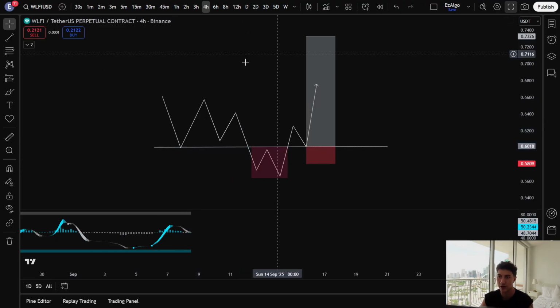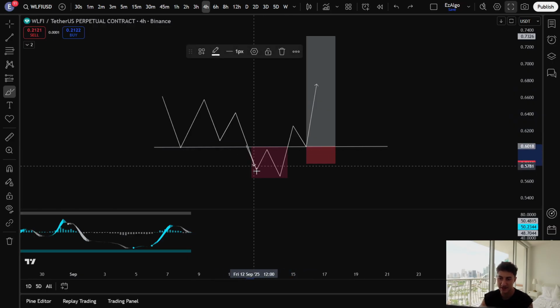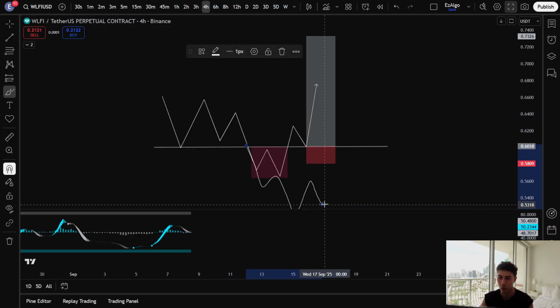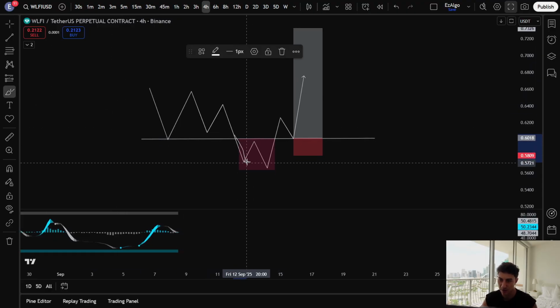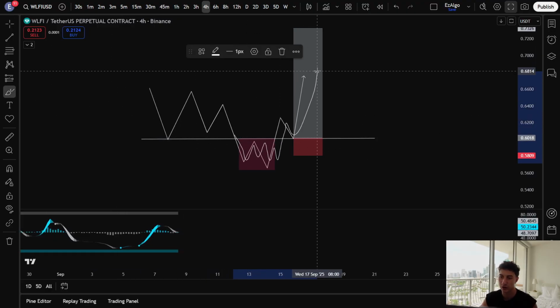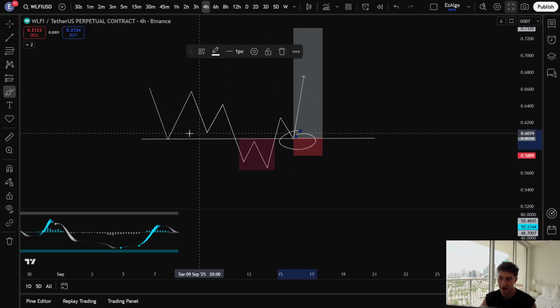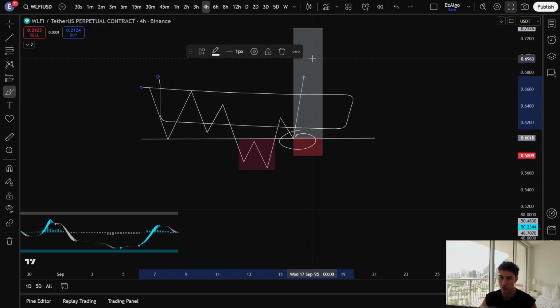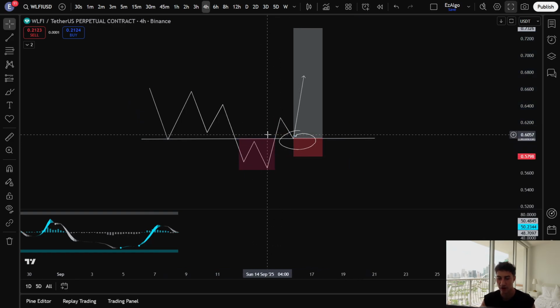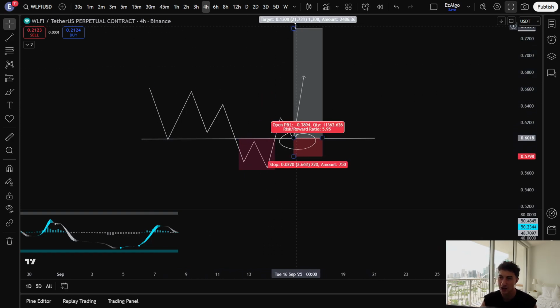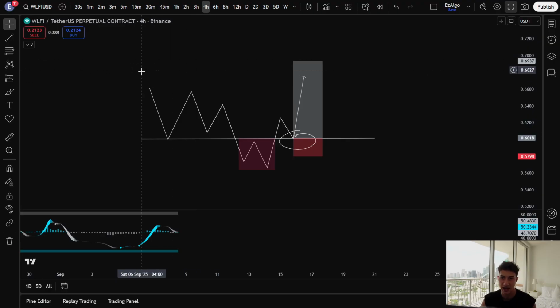Price breaks down of this support level, but it doesn't displace lower. It doesn't break down with large bearish candles below. It closes below, kind of consolidates, and then it reclaims. So this is the reclaim of the previous range. And your invalidation is going to be a swing low on a lower time frame, depending on what time frame you enter. And your take profit is going to be the opposite end of the range.